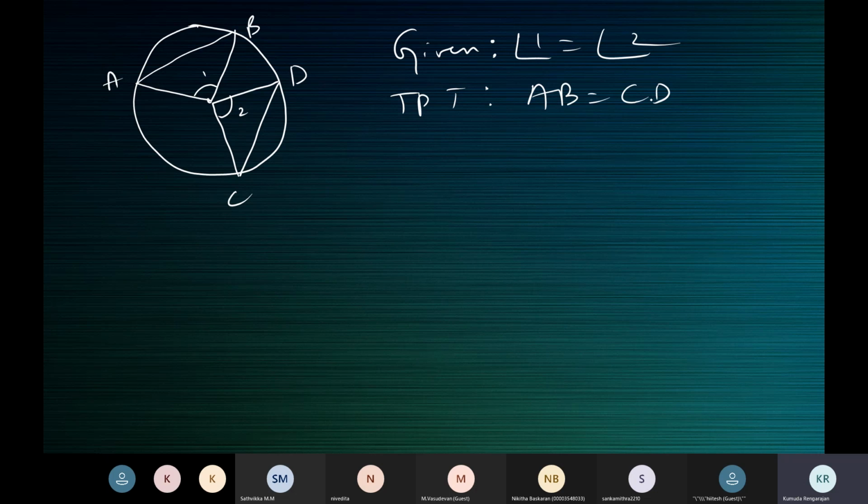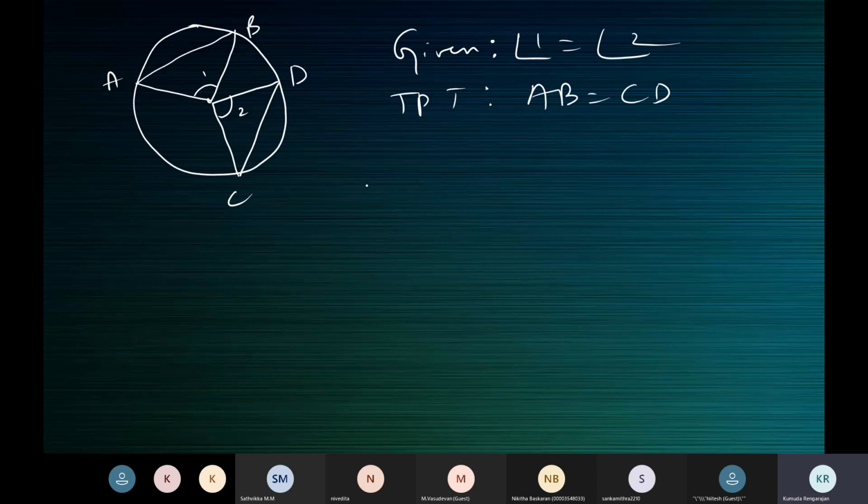If angle 1 is equal to angle 2, then AB is equal to CD. Chords that subtend equal angles at the center. If two chords make equal angles at the center, then the two chords are equal in length. Angle 1 is subtended by AB at the center. Angle 2 is subtended by CD at the center. If angle 1 is equal to angle 2, then AB is equal to CD is what we have to prove.